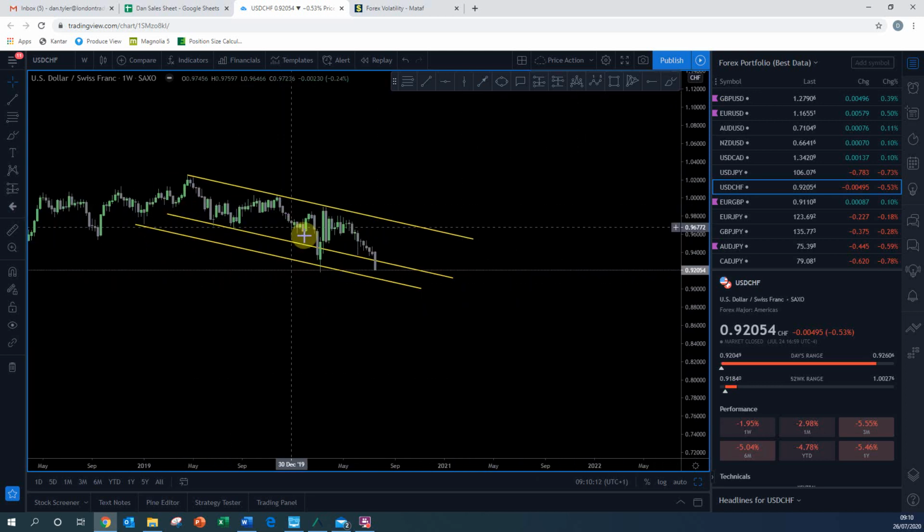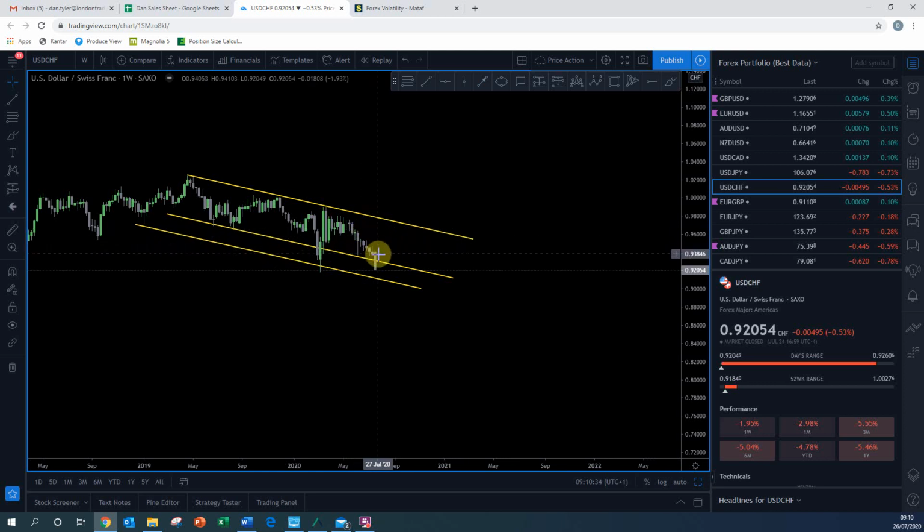Okay, so what we can see on the weekly here is that the channel is being respected actually quite nicely, especially this channel resistance up here. And in the last few weeks, we've had a rejection off of that resistance coming down, and over the last 5-6 weeks, we've had quite a lot of movement on the downside for the Swiss franc. Especially going into last week. Last week, we saw an incredibly bearish week with a lot of momentum going on to the downside.